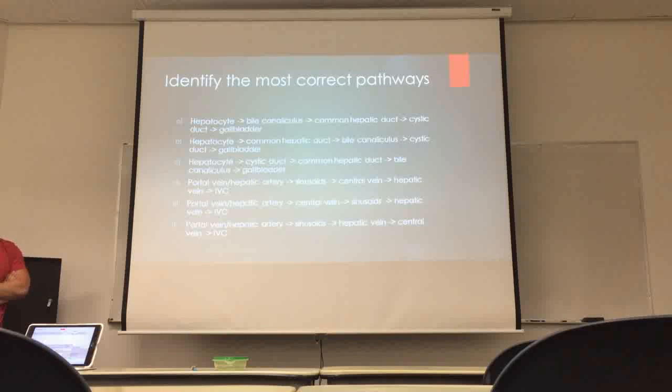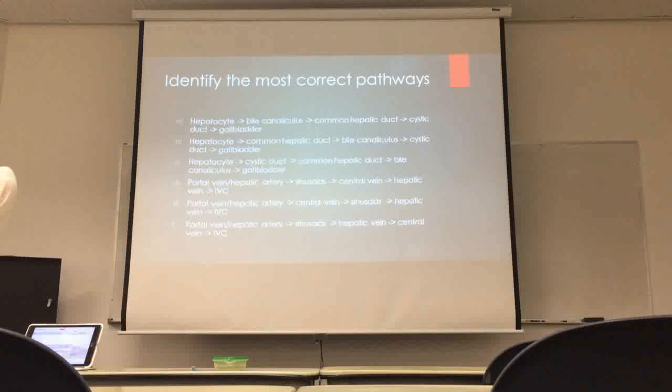What about another correct pathway? That's the blood flow, so we look at A through C. No, the cystic duct's not blood flow, that's the gallbladder. So you go hepatocyte and then common hepatic duct. Well, no, you missed the bile canaliculus. So it's A.